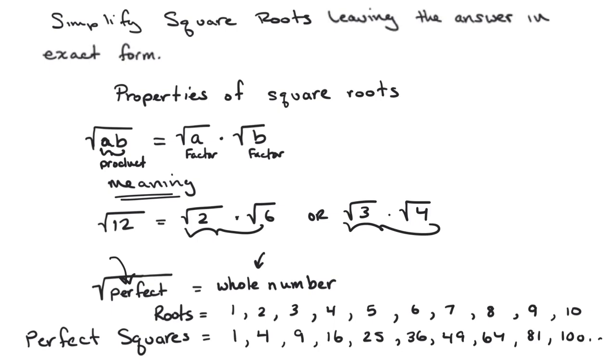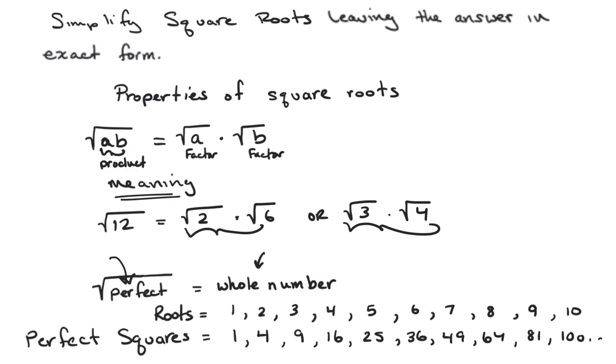So a perfect square by definition is literally a whole number that gets multiplied by itself. So when you take the square root of a perfect square, you get back the whole number used to multiply it. So I hope that makes sense. But we're going to go ahead and do some examples with simplifying these things, and the goal is to write these things in exact form.